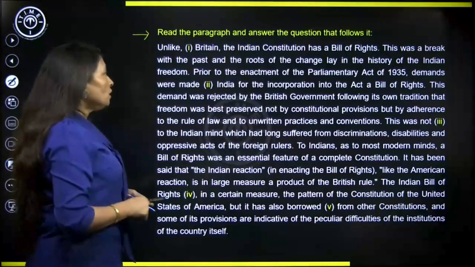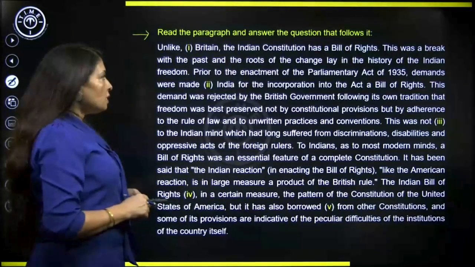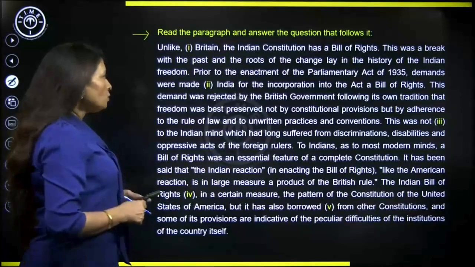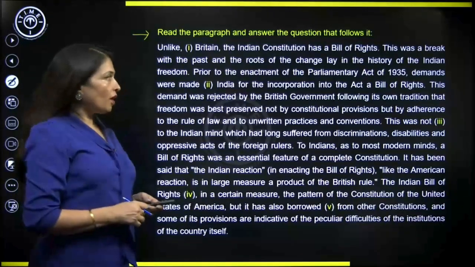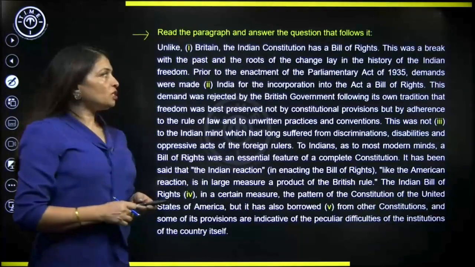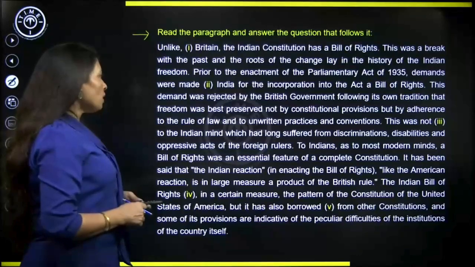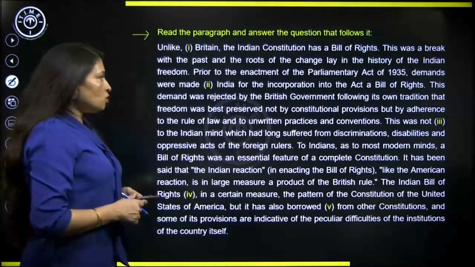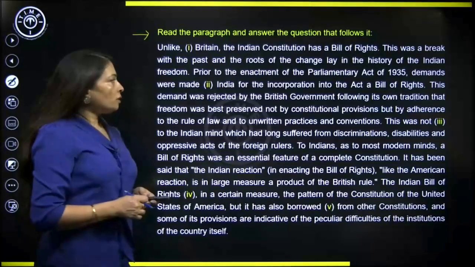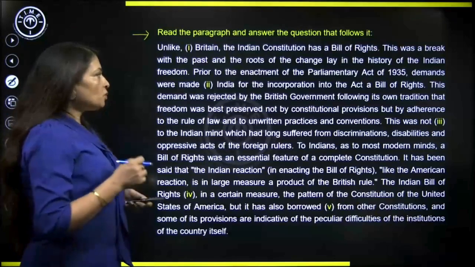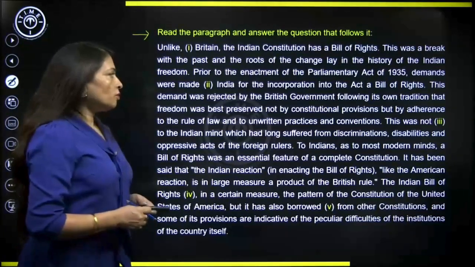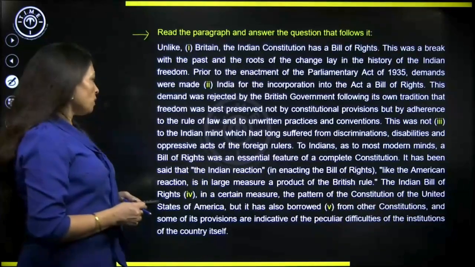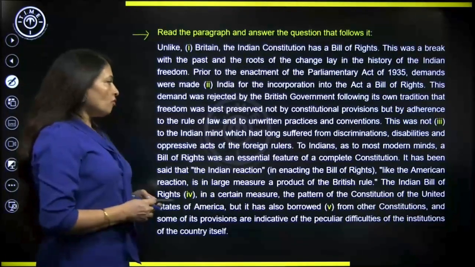Unlike Britain, the Indian Constitution has a Bill of Rights. This was a break with the past and the roots of the change lay in the history of the Indian freedom. Prior to the enactment of the Parliamentary Act of 1935, demands were made India for the incorporation into the Act a Bill of Rights. This demand was rejected by the British government following its own tradition that freedom was best preserved not by constitutional provisions but by adherence to the rule of law and to unwritten practices and conventions. This was not to the Indian mind, which had long suffered from discriminations, disabilities and oppressive acts of the foreign rulers. To Indians, as to most modern minds, a Bill of Rights was an essential feature of a complete constitution.